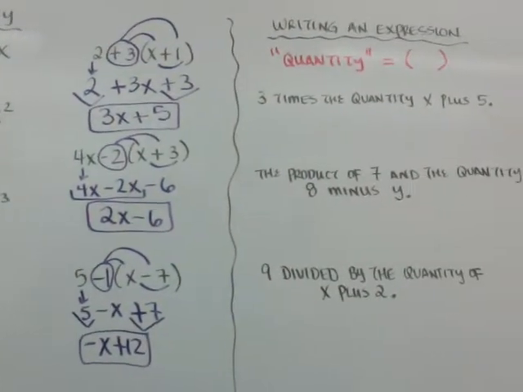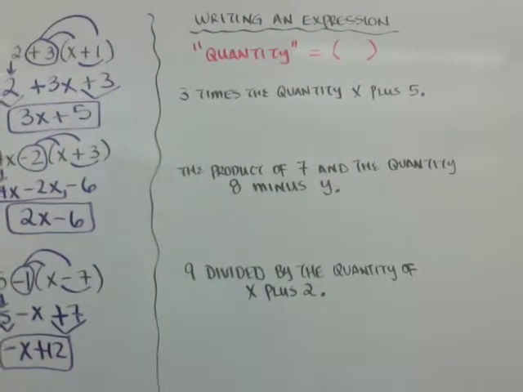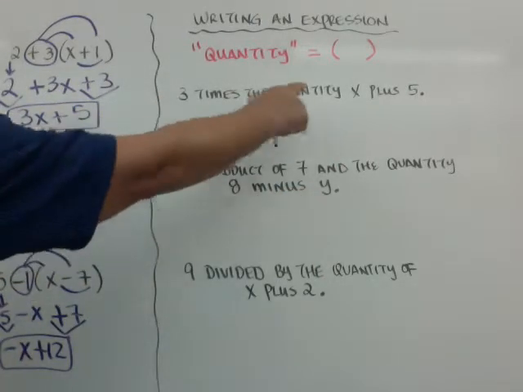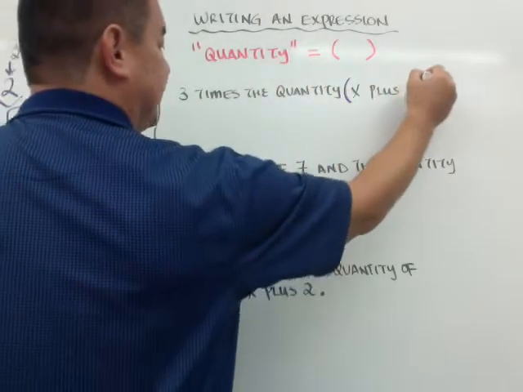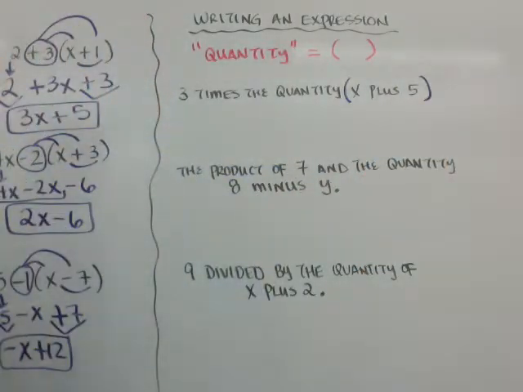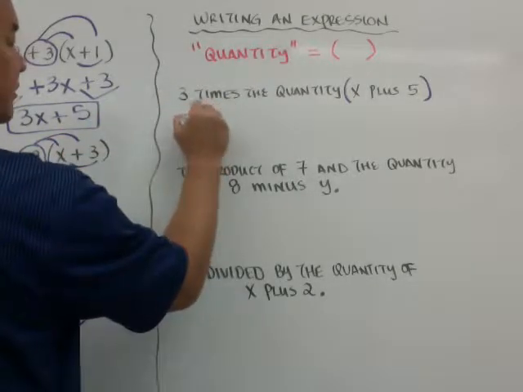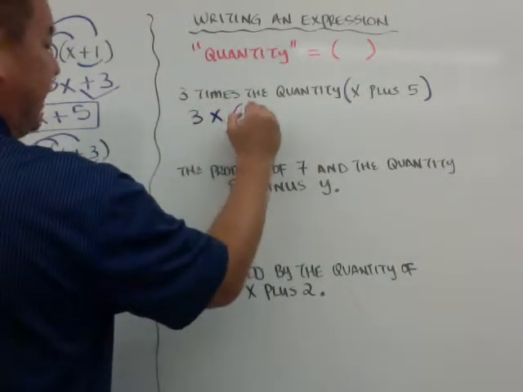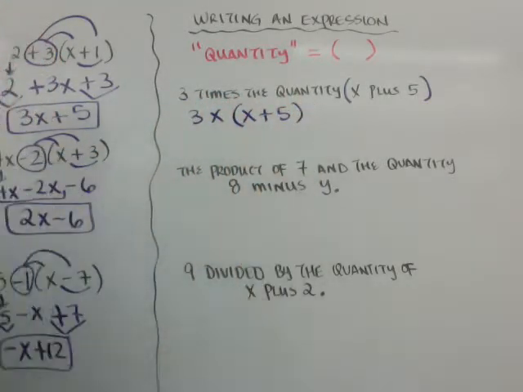And the last part here is writing an expression. So what you need to know, the word quantity means use parentheses. So when you see 3 times the quantity, x plus 5, it's saying put the parentheses around whatever comes after quantity. Okay. So 3 times is simple. 3 times quantity x plus 5 means x plus 5. 3 times x plus 5.